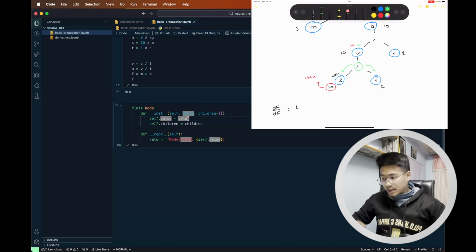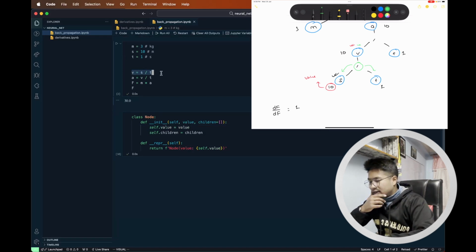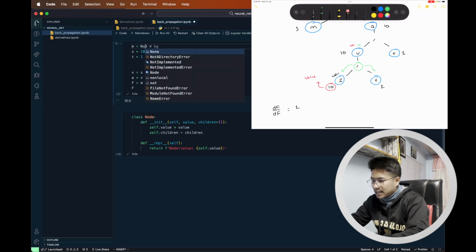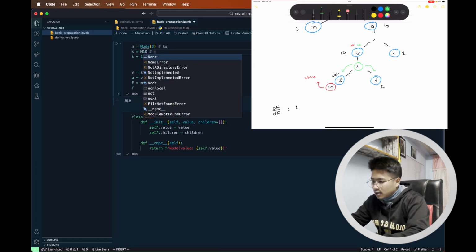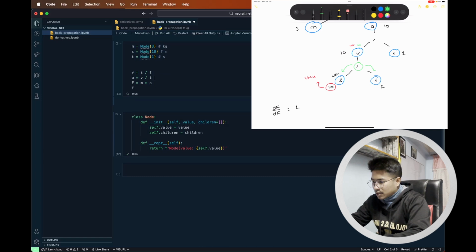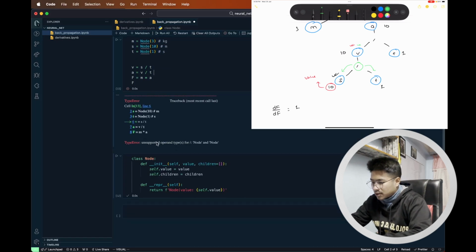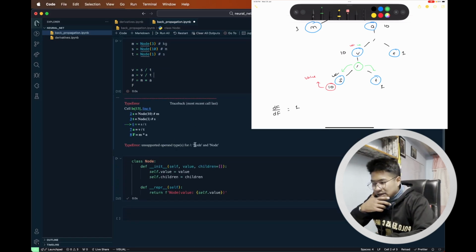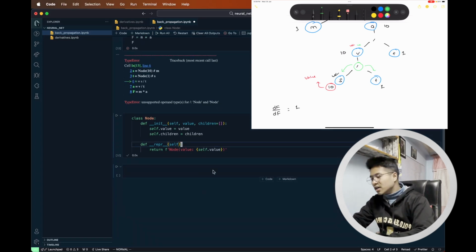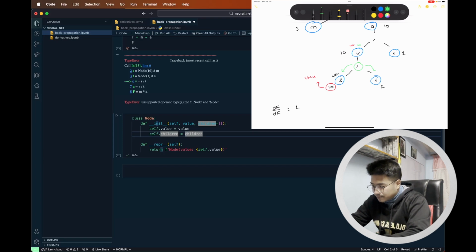And here's something interesting. If I look over here, then V is actually S divided by T, right? So if I were to represent the M, S and T as a node, let's say this is a node, this is a node, and this is a node, I have to run this code and then this code. Oops, what's that? Yeah, so it says that I cannot divide node and node. So let's actually allow this node to also have a division.